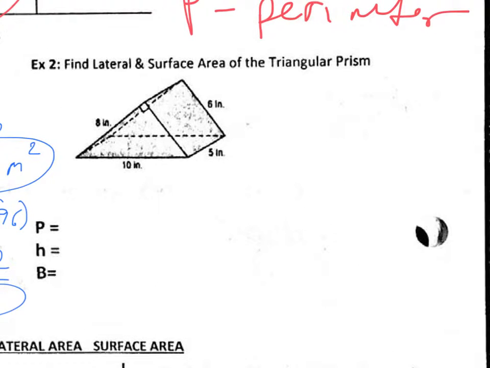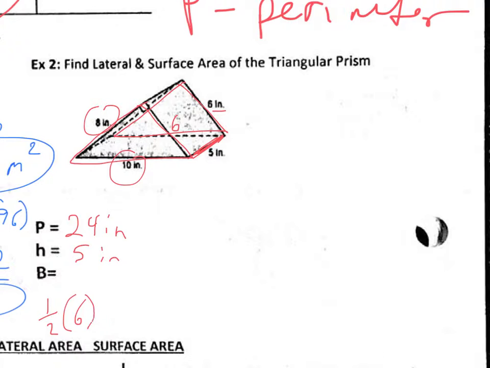Here's another example. Let's go ahead and call these the bases, the two triangles, the base. The perimeter of the base is 8 plus 10 plus 6. We know that's 6 because of the 6 on that triangle. So when I add that up, I get 24. We're talking inches. The height, the distance between the two bases, is 5 inches. And the area of the base, area of a triangle, is going to be 1/2 the base of the triangle, which would be 6 times 8. We get 24 square inches when we do that.